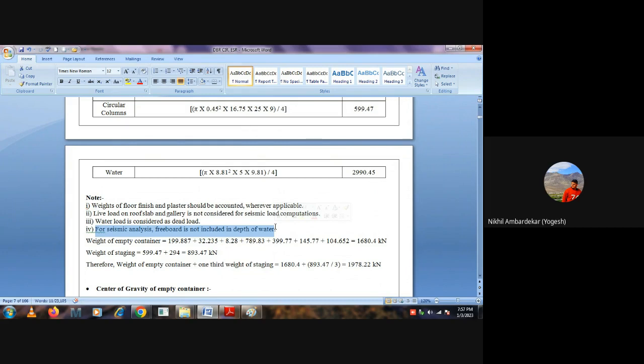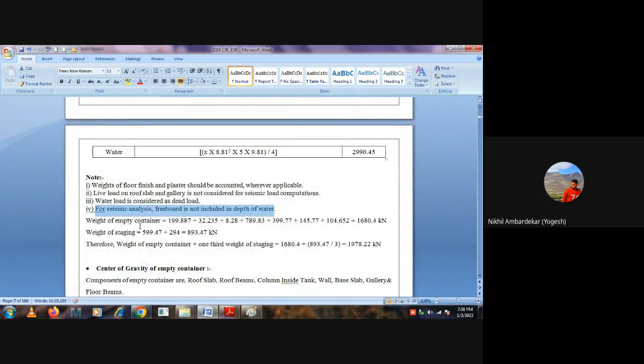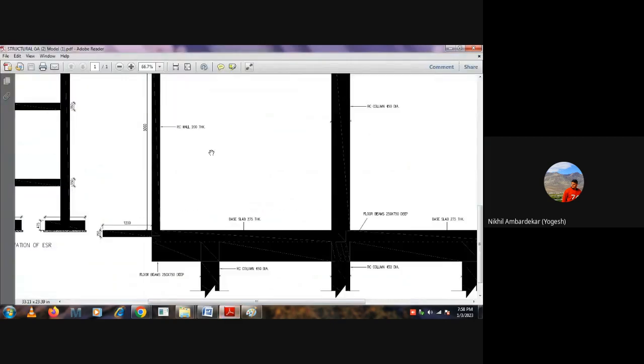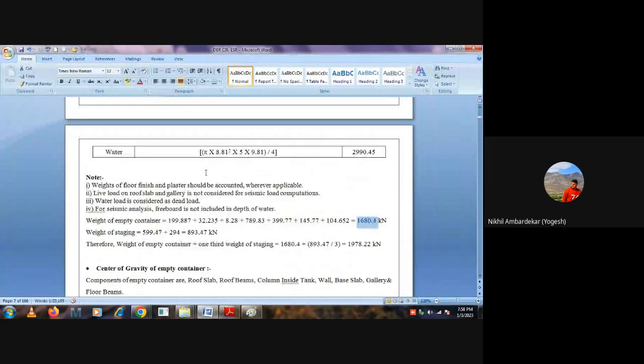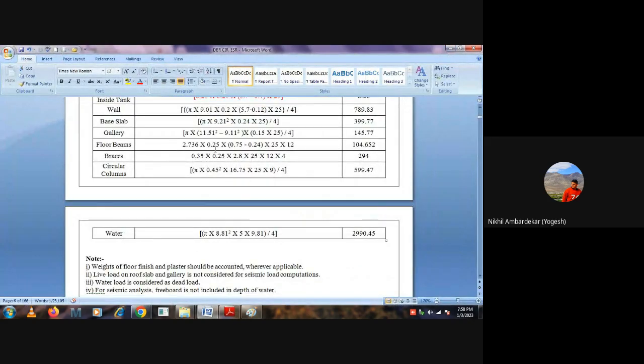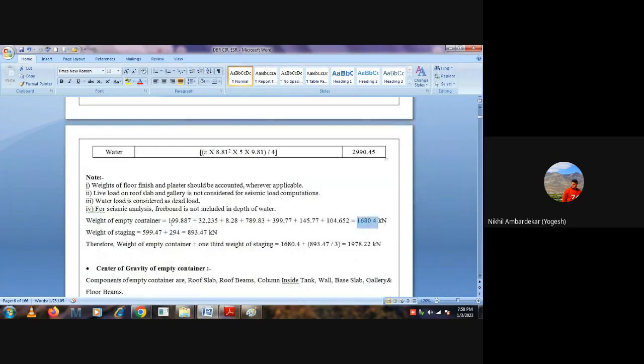Okay, so again, now it's just an addition of the weight of the empty container without water. So we have added all these things except water. So what is that? The weight of the empty container is 1680, and the weight of the staging. Weight of the staging means these braces and the columns, obviously.